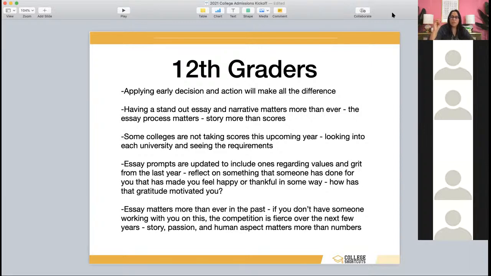So from this perspective, as we can see, essays matter more than ever in the past. If you don't have someone working on this, the competition is fierce over the next few years. It's going to be a story, passion. The human aspect matters way more than the numbers.